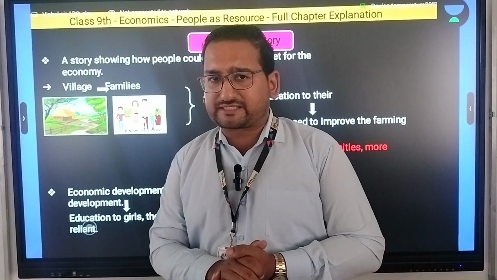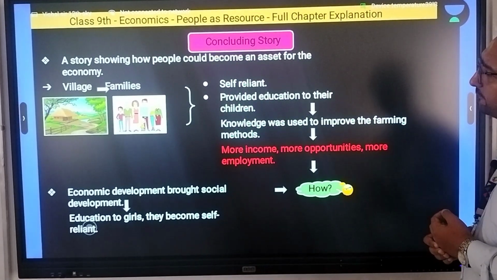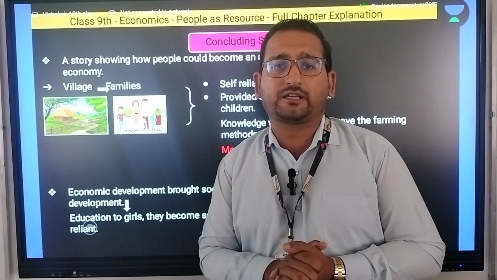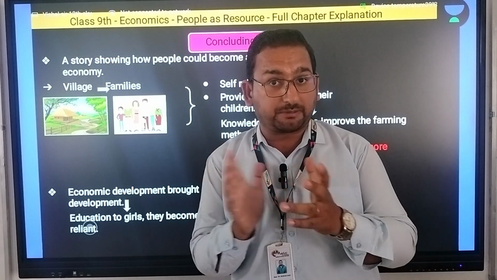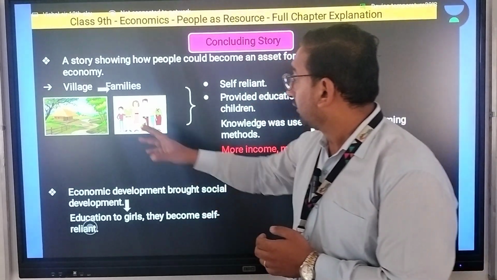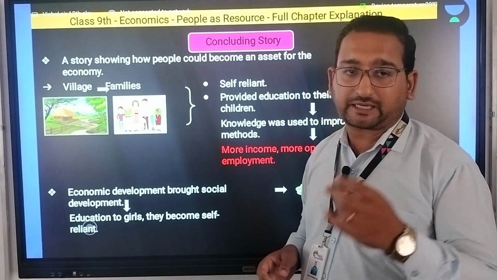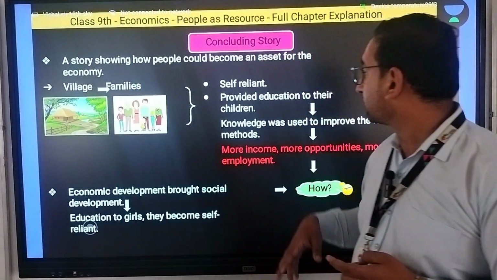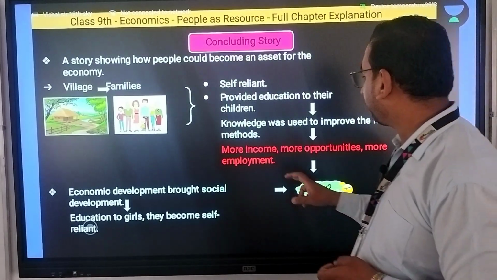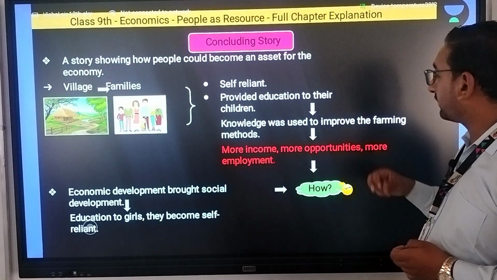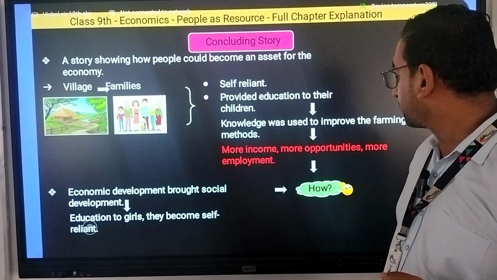The overall story of this chapter is a story showing how people can become an asset for the economy. In this, we study how we can convert our population from liability to assets. In the village family, we have two cases, that is the story of Sakal and Vilas. Being self-reliant and providing education to their children is the most important factor. Knowledge was used to improve the farming methods. We can also improve farming when we have education.